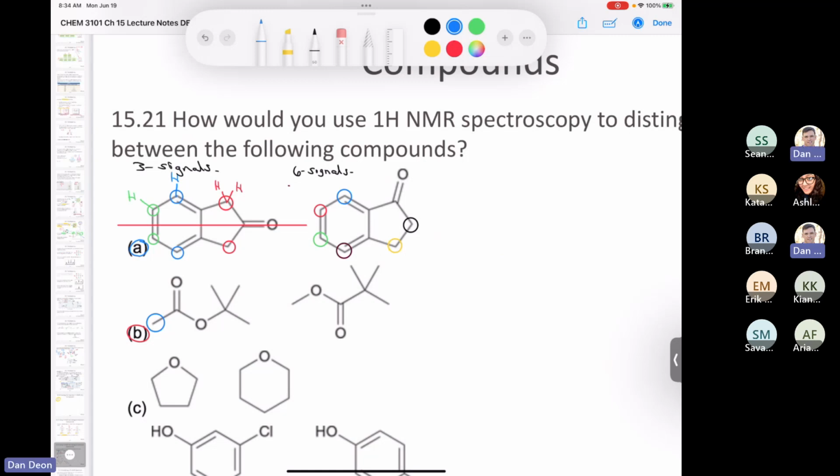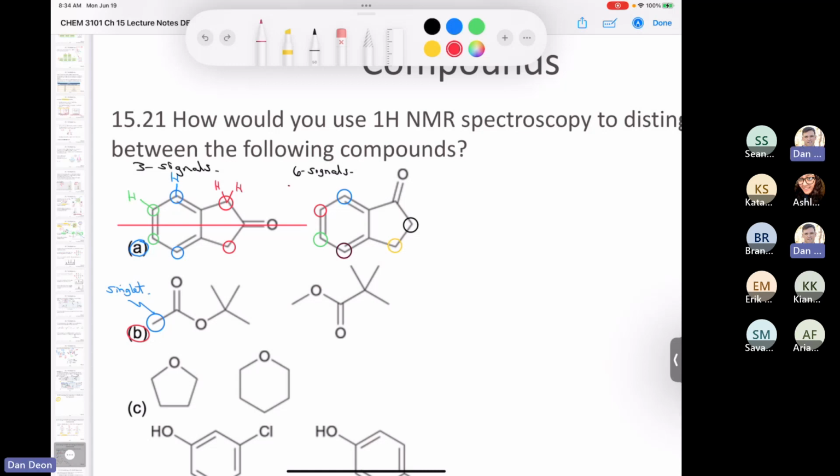Is it split by any protons whatsoever? What would I get for this? I'd get a singlet. Exactly. So I'd get a singlet because it's not split by any protons at all. You can see the neighboring carbon has no protons on it, so it's not split.